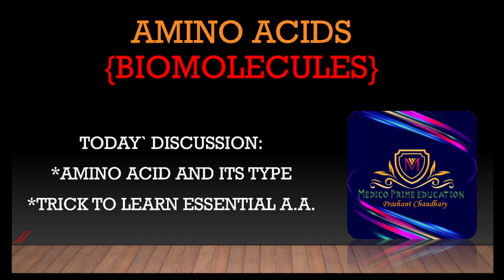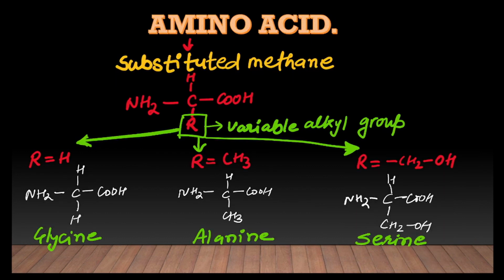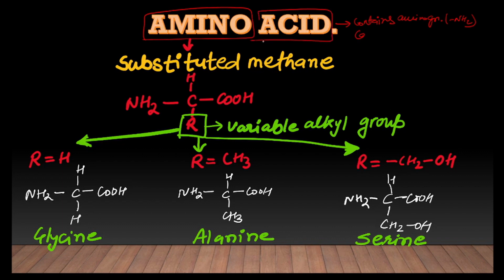First we will understand what an amino acid is. An amino acid is a substituted methane. What is an amino acid? It contains an amino group. From the name, amino means it contains the amino group, NH2. And the carboxylic group: here acid represents the carboxylic group, COOH, on the same carbon. On the same carbon, that is known as the alpha carbon.